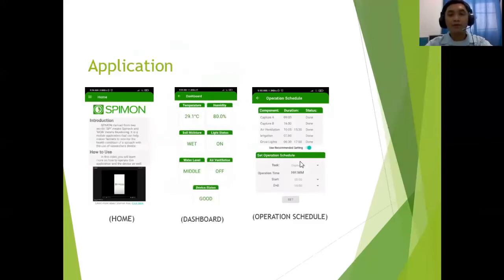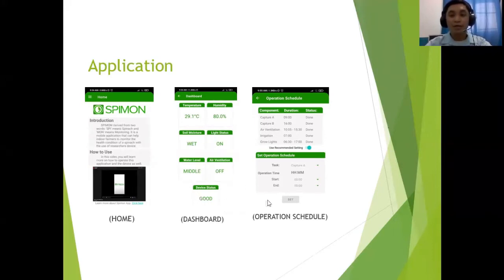So here is a better view of the application. Here you can see the home, which has the introduction and how to use. How to use has a video on how to use the mobile application. Then we have the dashboard. Dashboard shows the temperature, the humidity, the soil moisture, the light status, the water level, and the air ventilation. Then the status device: if something happens on the device, the application will notify the user.